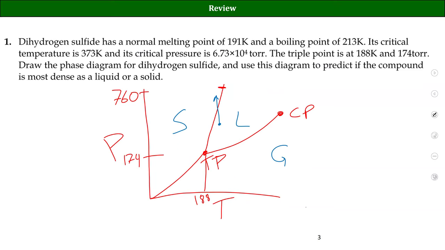All right. Is it 760? Because it says the normal boiling point. Normal means not STP, but a standard pressure. So 760 torr is one atmosphere of pressure. Okay. So anytime you see normal, that's going to mean at standard atmospheric pressure.